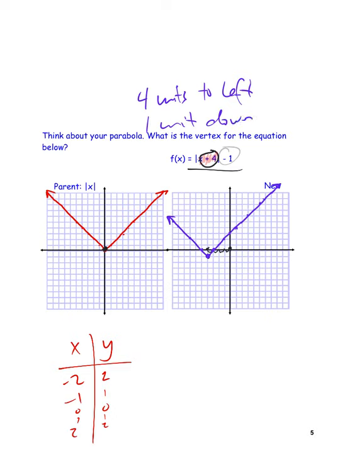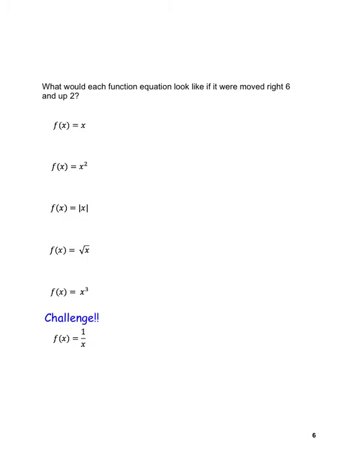Okay, so that's our new graph undergoing, again, a vertical and a horizontal translation. So looking at these, what would each functional equation look like if it were moved 6 units to the right and up 2? Okay, so what we're doing essentially is, again, any horizontal translation is done within the parentheses.